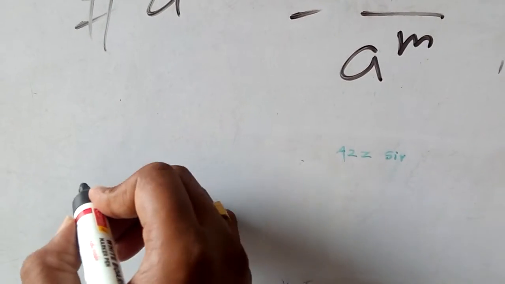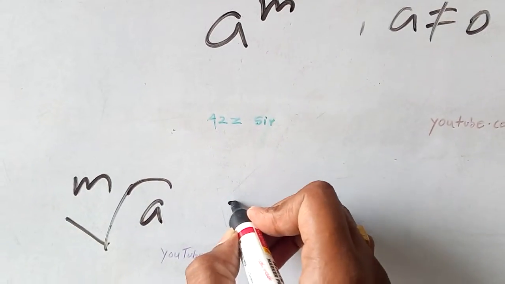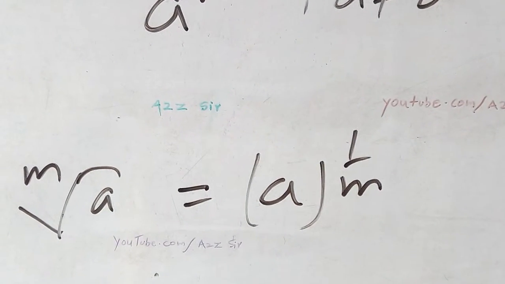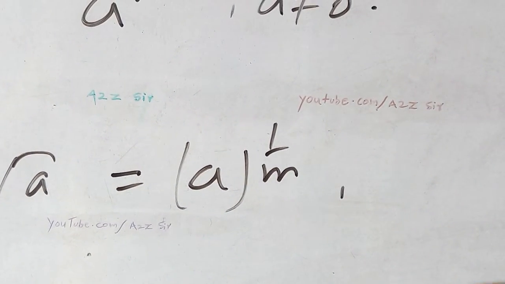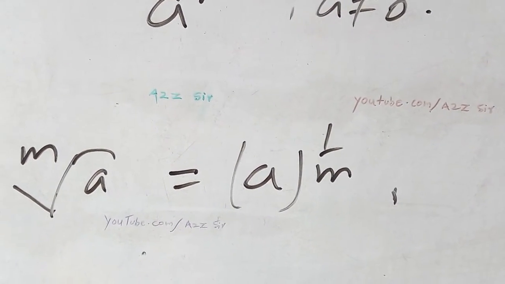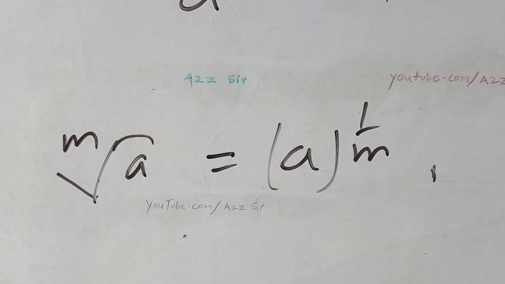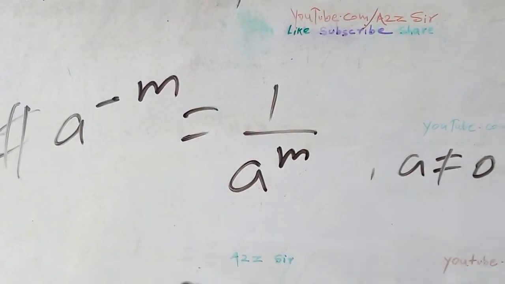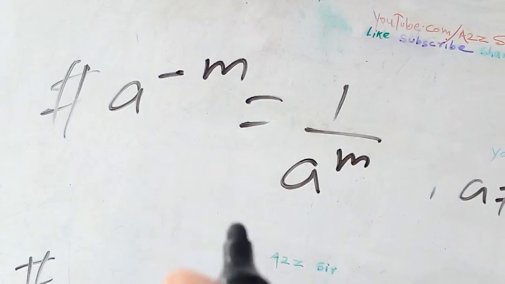Similarly, for the next rule, if we have the mth root of a, then we have a to the power 1 by m. We can write it the same way, where a does not equal 0 and m belongs to the natural numbers. Sometimes we get another natural number, and then we can treat it the same as the previous rule, after using the negative power, minus m, and go on to the previous formula.